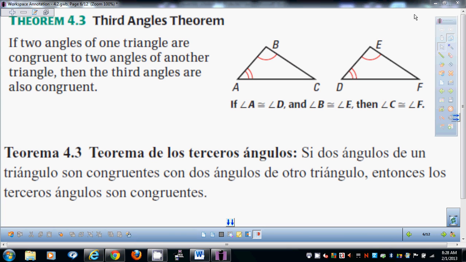On a future proof, you may have to say, prove that these two triangles are congruent. Well, if they tell you the two angles are congruent, you can easily show the third angle is congruent by the third angle theorem, and that'll be part of the way. Because as of right now, the only way we can show triangles are congruent is to show all of their pieces are congruent. Hence how that's going to help you.